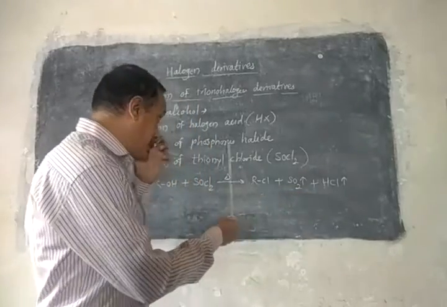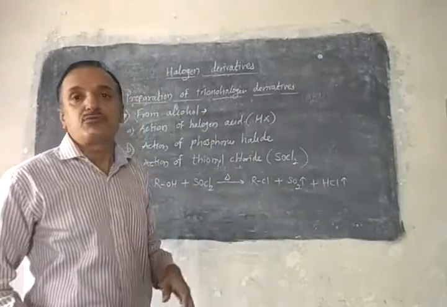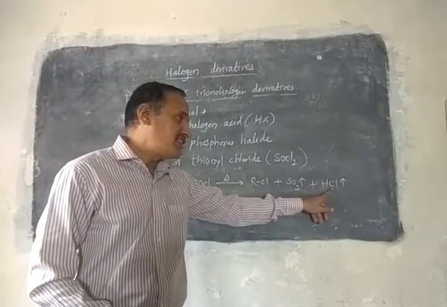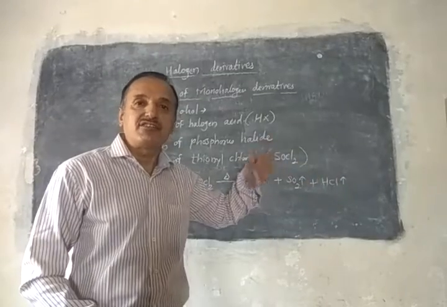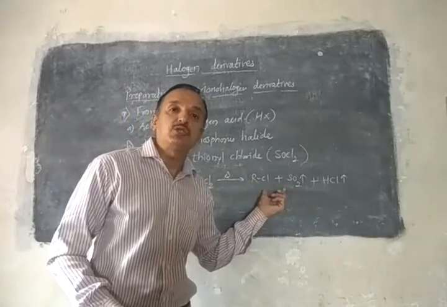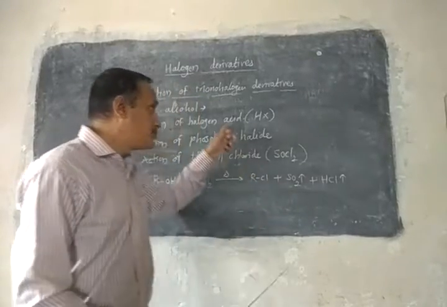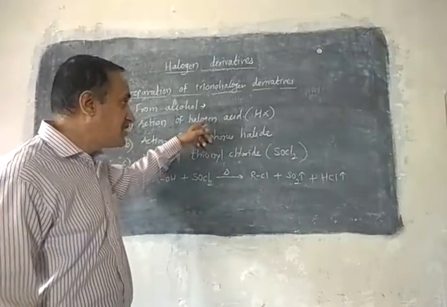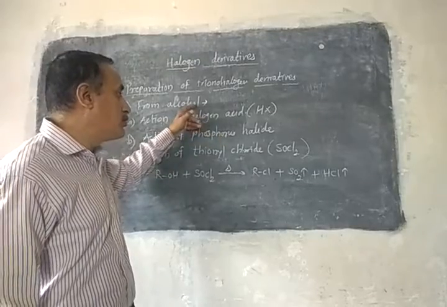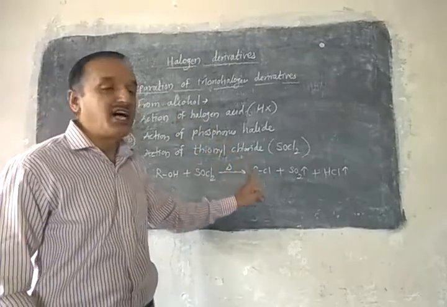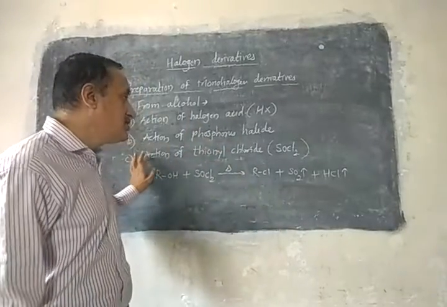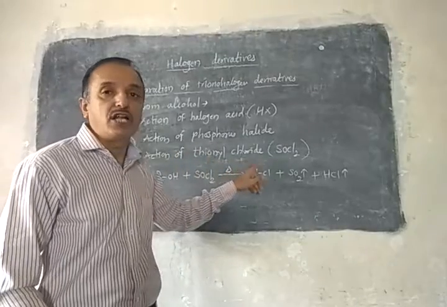In the previous reactions, we got some other products, so they needed separation. Here, as the remaining products are in gaseous state, they evolve and we get only the alkyl chloride. So in these reactions there is no need of any separation. In these three reactions, by the action of halogen acid on alcohol, phosphorus halide on alcohol, and thionyl chloride on alcohol, we get the alkyl halide. But preferentially, if you want only alkyl chloride, you can use the reaction of thionyl chloride on the alcohol.